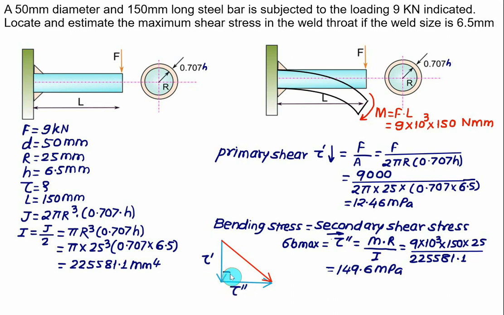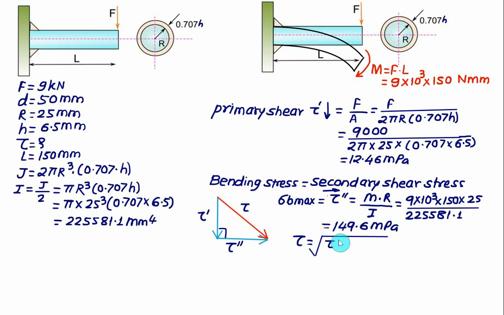So in this case the tau prime will act vertically downward, tau double prime will act horizontally, both are perpendicular to each other. So we can calculate the resultant shear stress by Pythagoras. So we have resultant shear stress tau equal to under root of tau prime square plus tau double prime square, that is we have under root of 12.46 square plus 149.6 square, which is very close to 150.13 megapascal, the resultant shear stress.